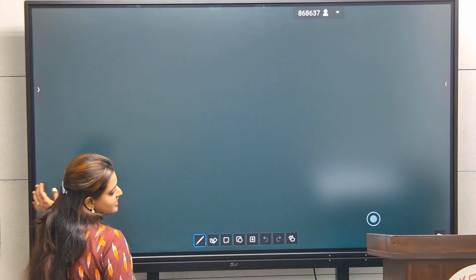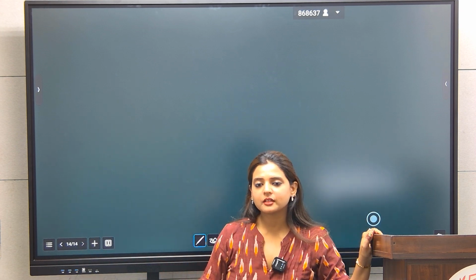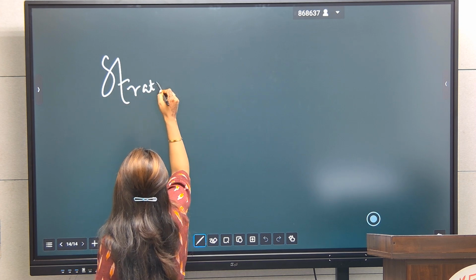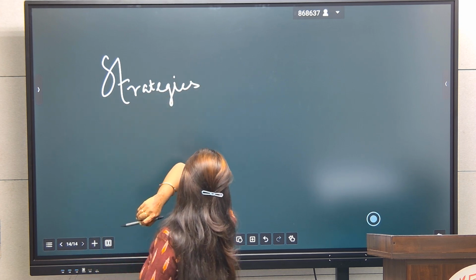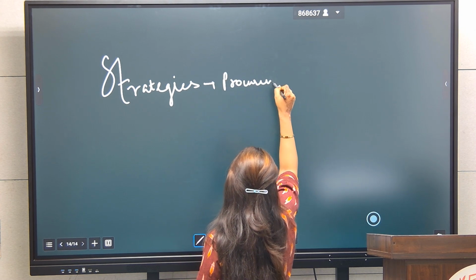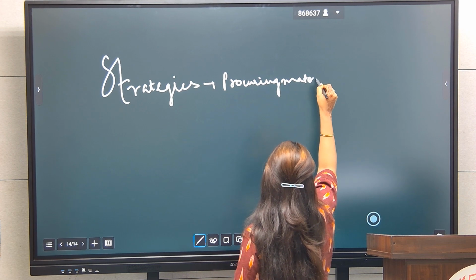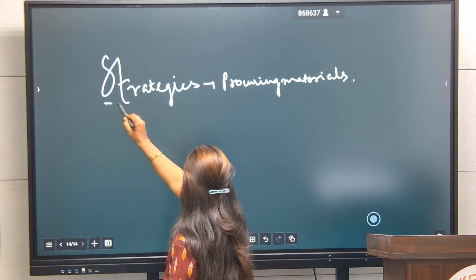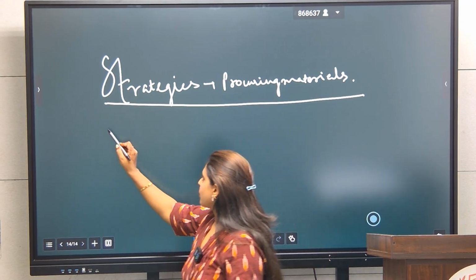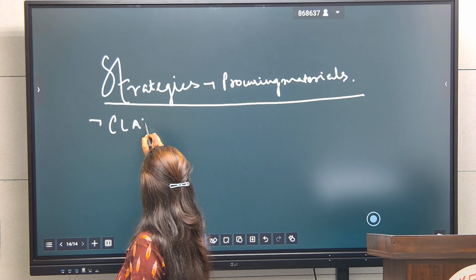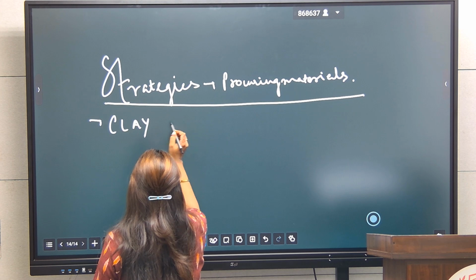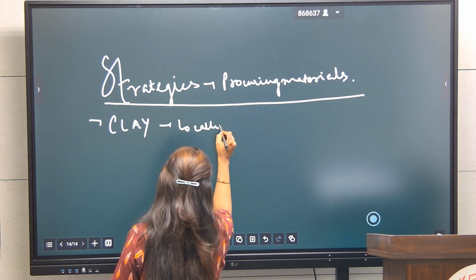So what were the strategies that were followed for procuring the material for making craft? What were the factors that were considered for procuring materials? As you all know, clay was locally available. So clay was not procured from any other place. Clay was locally available. It was commonly available.